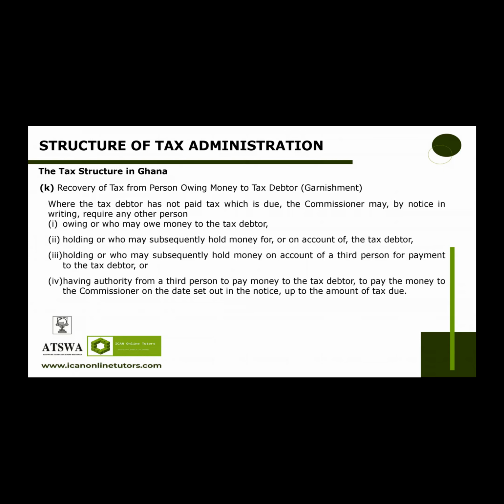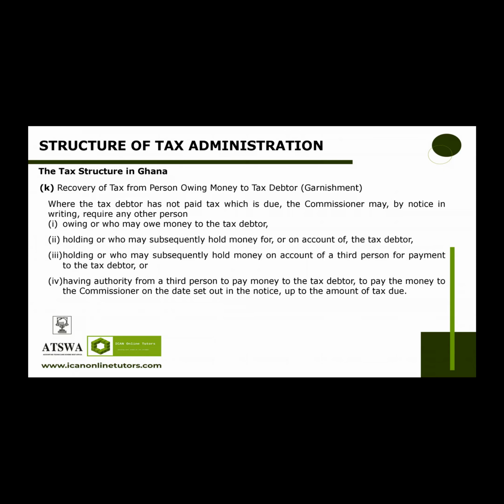holding or who may subsequently owe money on account of a third person for payment to the tax debtor, or have authority from a third person to pay money to the tax debtor, to pay the money to the commissioner on the date set out in the notice up to the amount of tax due. So with this, you should know the difference between garnishment and distress. Are we together?